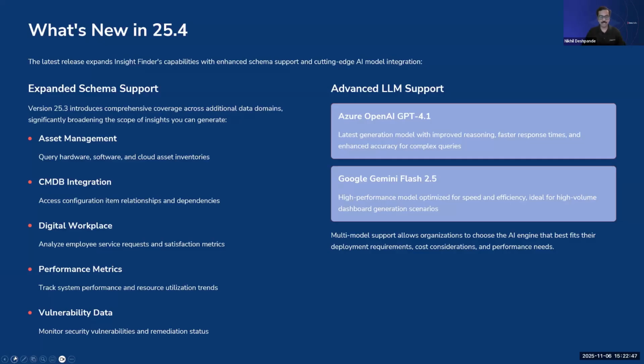Support for large language models. We have kept up to speed with newer versions of these models. So we support GPT 4.1 from Azure OpenAI. So GPT 4.1 hosted on Azure OpenAI, and Gemini, we supported 2.0 Flash in a previous release. In 25.4, we have extended support to Gemini 2.5 Flash. We'll continue to do this in future releases. So support for newer models will continue with almost every release.